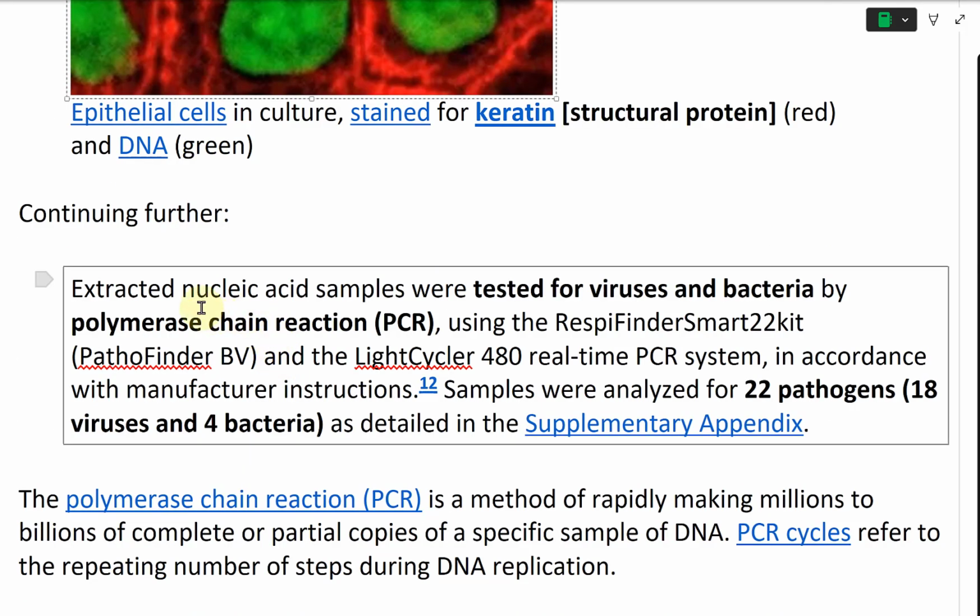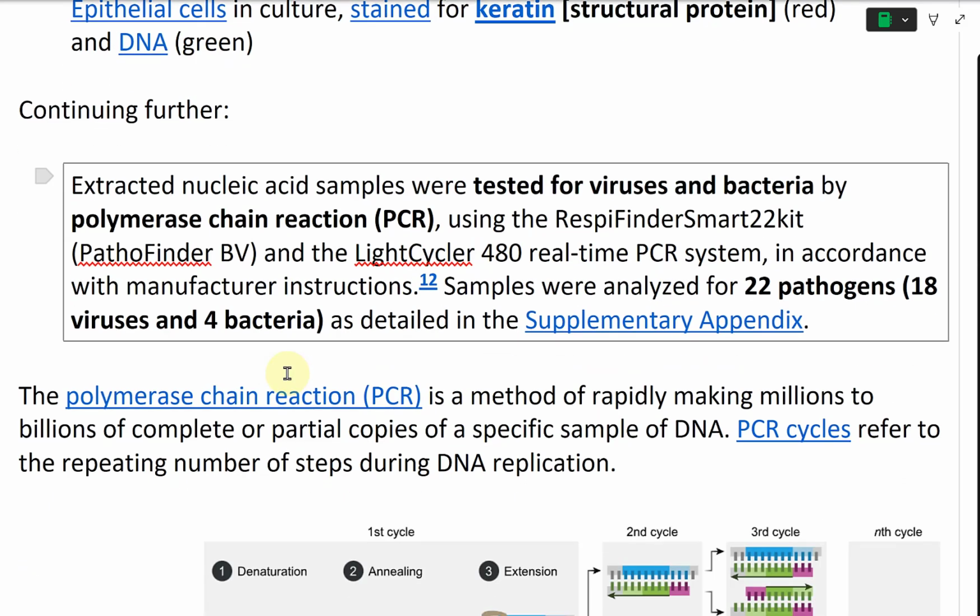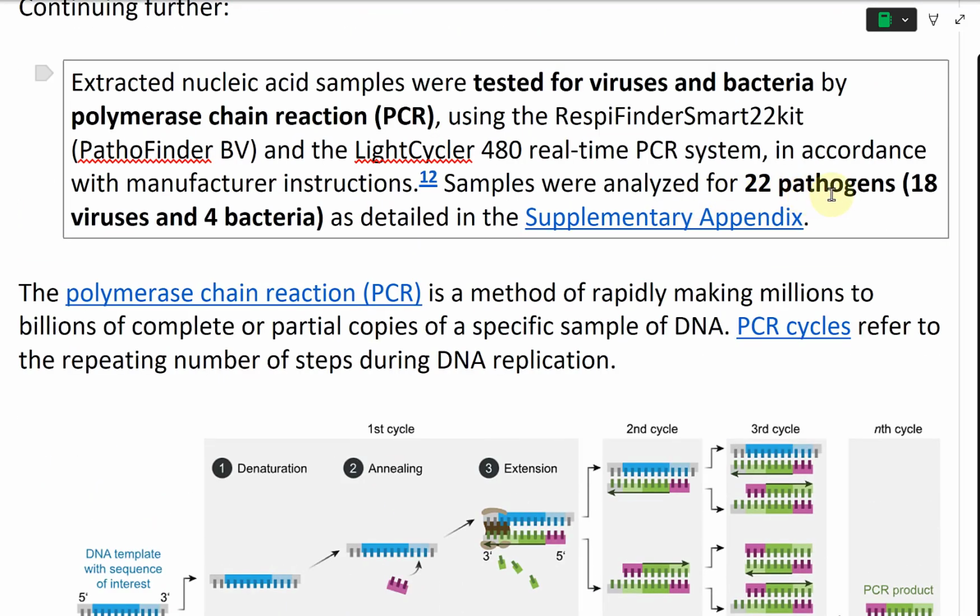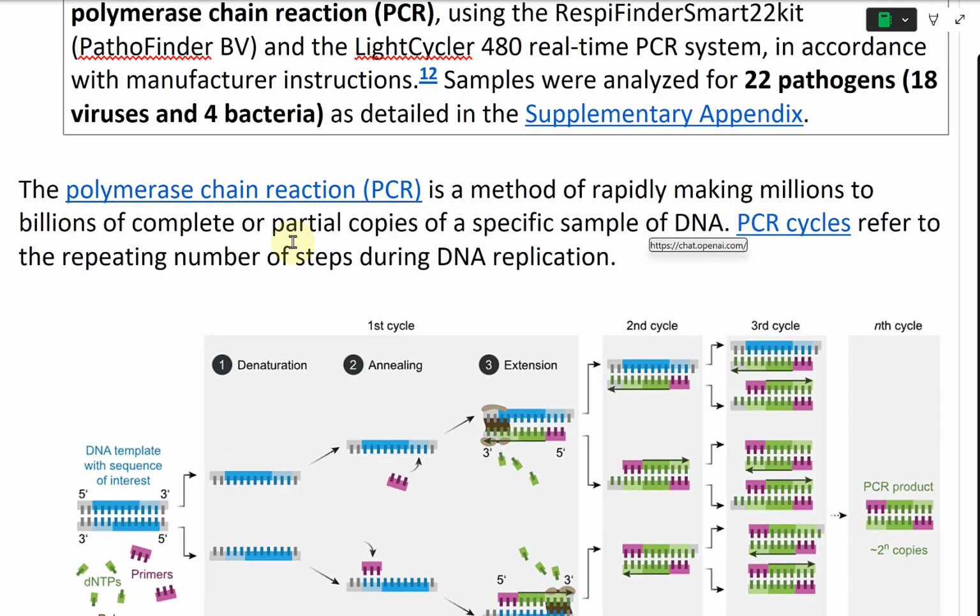So continuing further, so extracted nucleic acid samples were tested for viruses and bacteria by polymerase chain reaction or PCR using the RespiFinder Smart 22 kit or Pathfinder BV and the LightCycler 480 real-time PCR system in accordance with manufacturer instructions. And samples were analyzed for 22 pathogens, 18 viruses, and 4 bacteria, as detailed in the supplementary appendix. And this appendix just gives you the sequences or the list of these supposed pathogens and viruses that they were looking for, and bacteria.